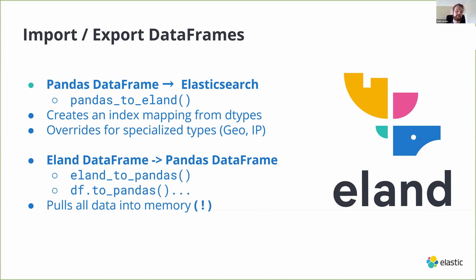And then you can provide overrides. So if you have specialized types like geospatial points or IP addresses, where you want to have additional functionality on those, you can provide those overrides to this function, and it will create an index properly. And then you can also go the other way: if you have an Elasticsearch index and you want to pull it down as tabular data, you can always pull it into its own Pandas data frame instead of an Eland data frame.